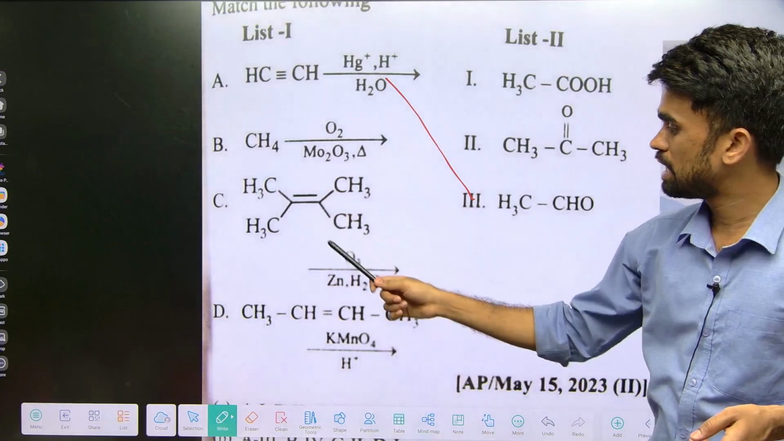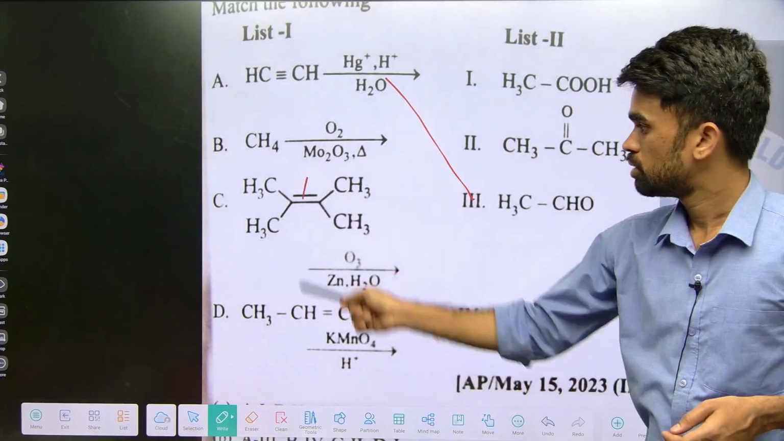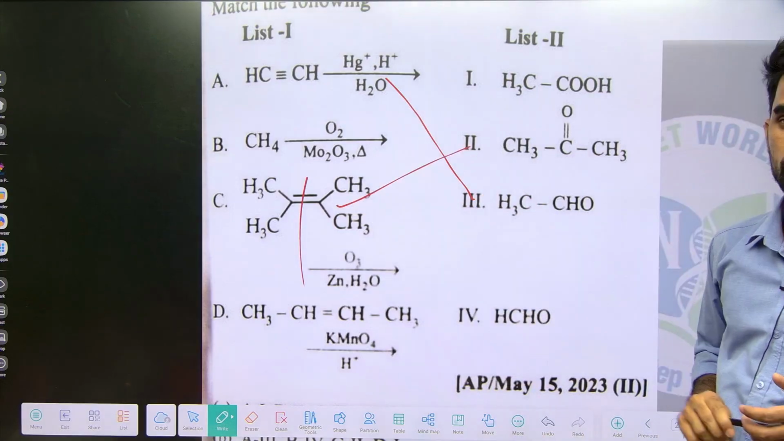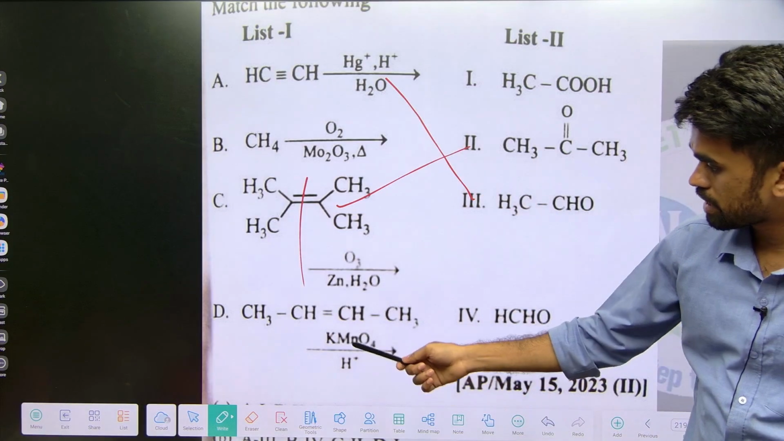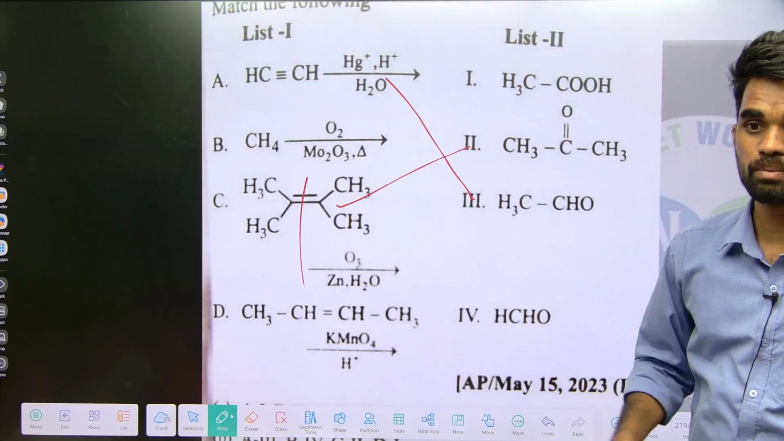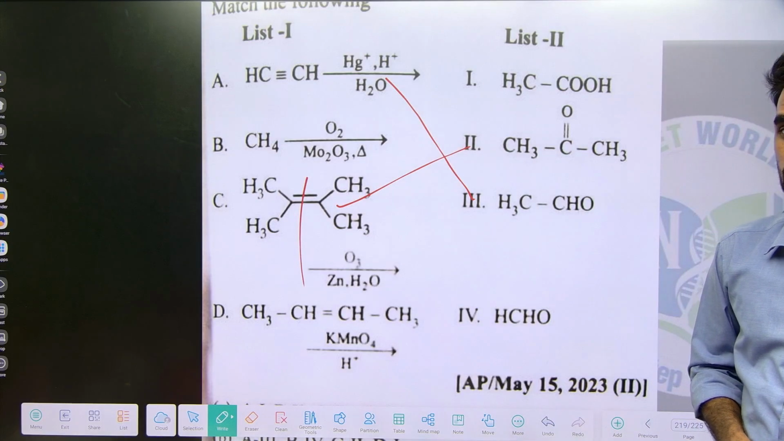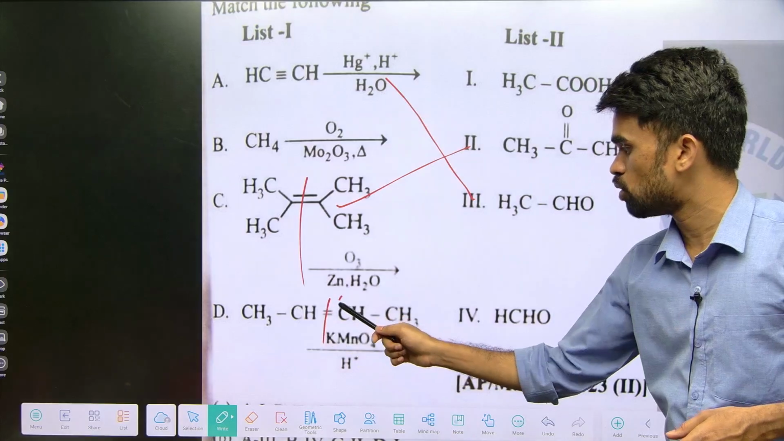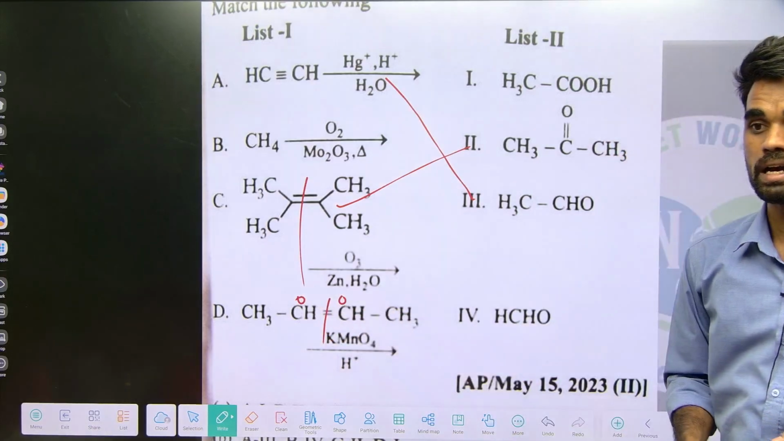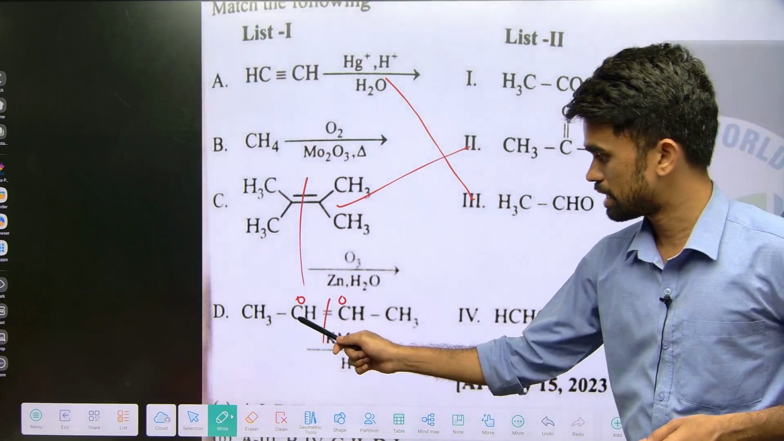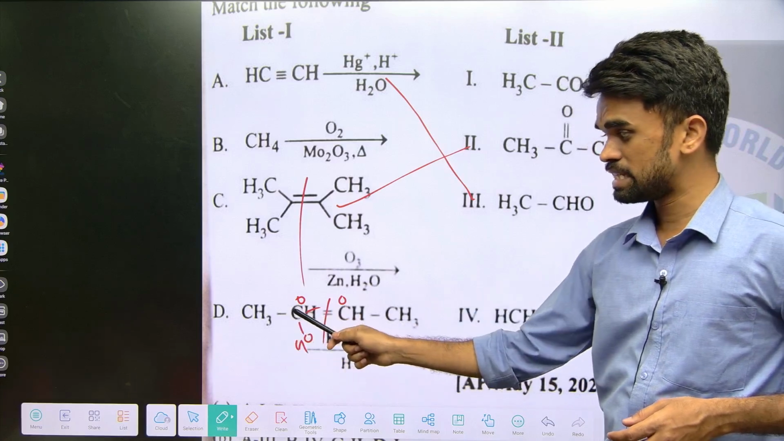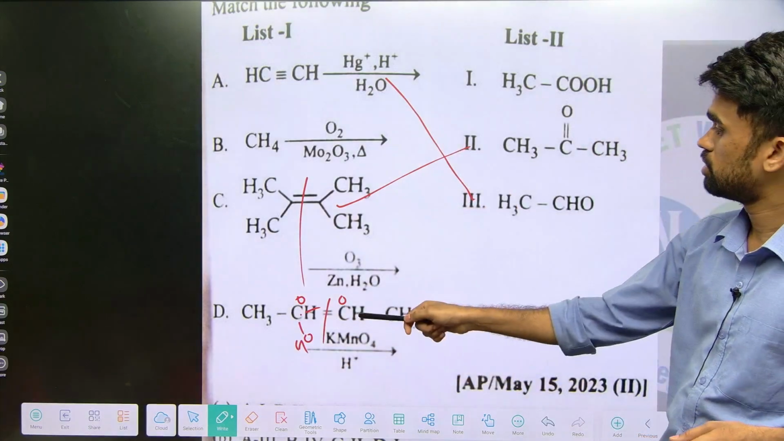What are they doing? Alkene with ozonolysis, breaking this. So what is the product name? Acetone. Okay. Next one, hot KMnO4 in acidic medium. What happens to the alkenes? Double bond, break it, put O and O here and here. If any hydrogen is directly attached, OH. Next, what is that product formed, no? CH3COOH. Where do we have?